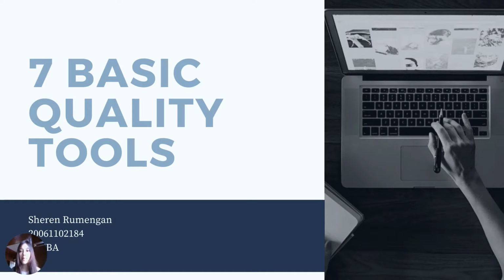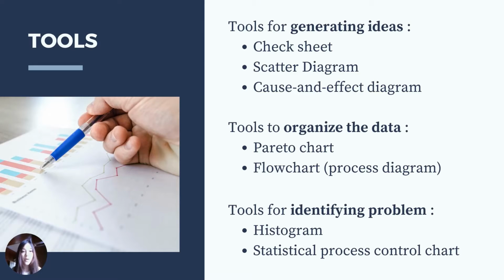So there are 7 basic quality tools which can assist an organization with problem solving and process improvement. With these 7 basic tools of quality, you can easily manage the quality of your products or process no matter what industry you serve. So here are the tools. There are 3 categories for these tools: generating ideas, organizing the data, and identifying problems.